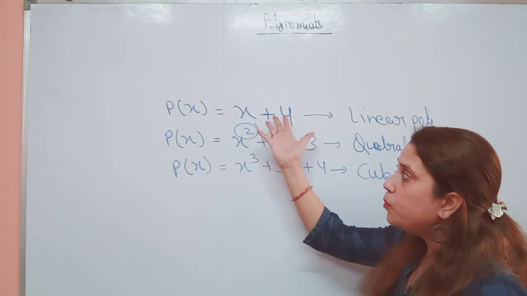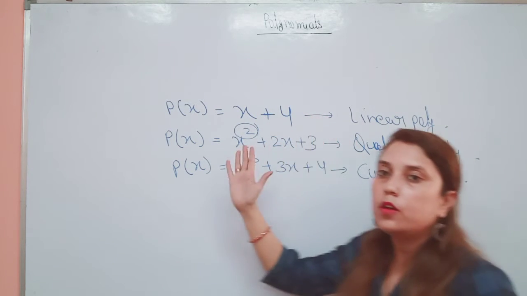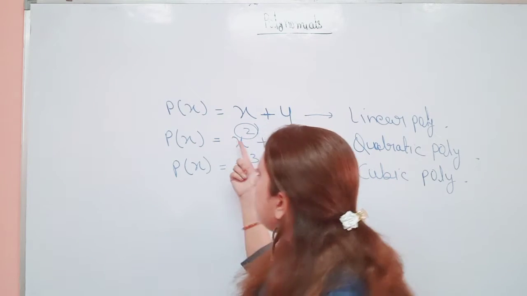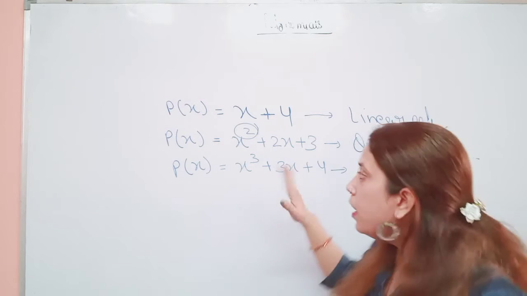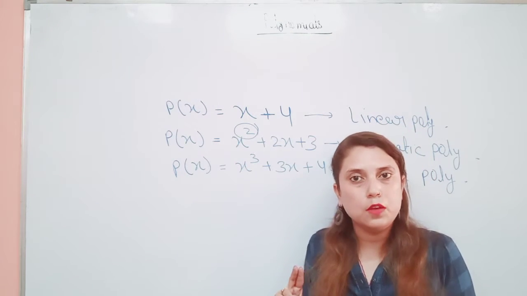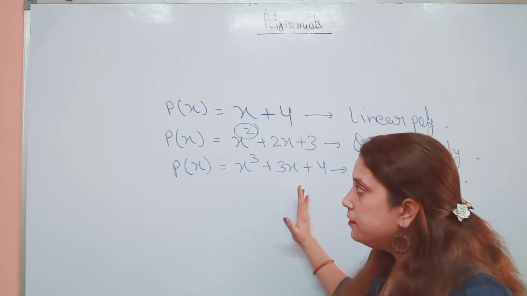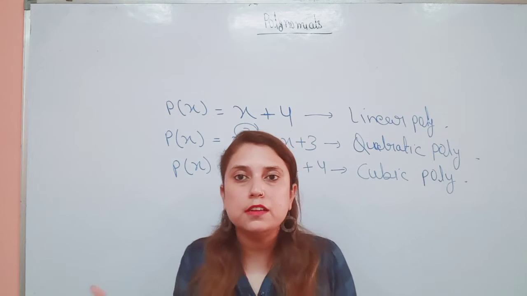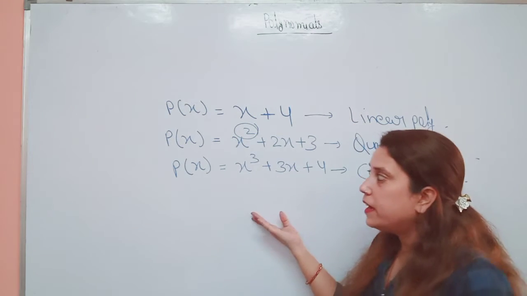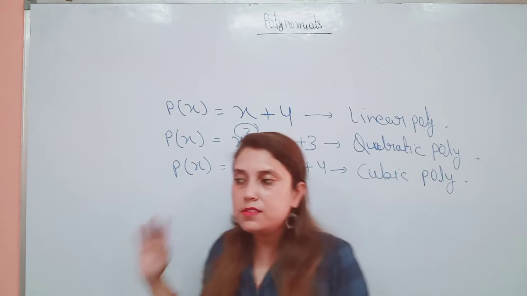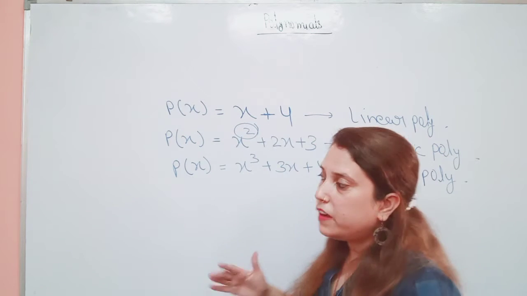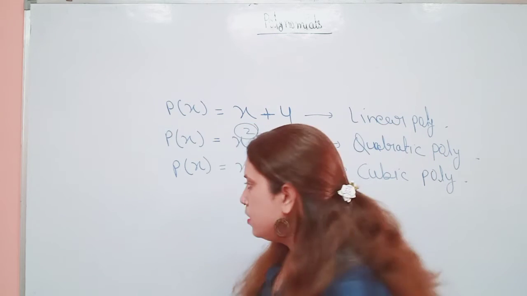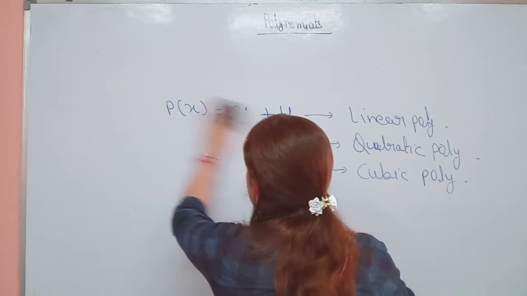So it is clear that how many zeros a polynomial has depends on the degree of the polynomial. If the degree is 1, there will be 1 zero; if the degree is 2, there will be 2 zeros; if the degree is 3, there will be 3 zeros. We have already learned in class 9 how to find the degrees, the terms, and the coefficients. But in class 10 we will learn how to find the zeros and the relationship between zeros and coefficients. So let's see how to find the zeros.